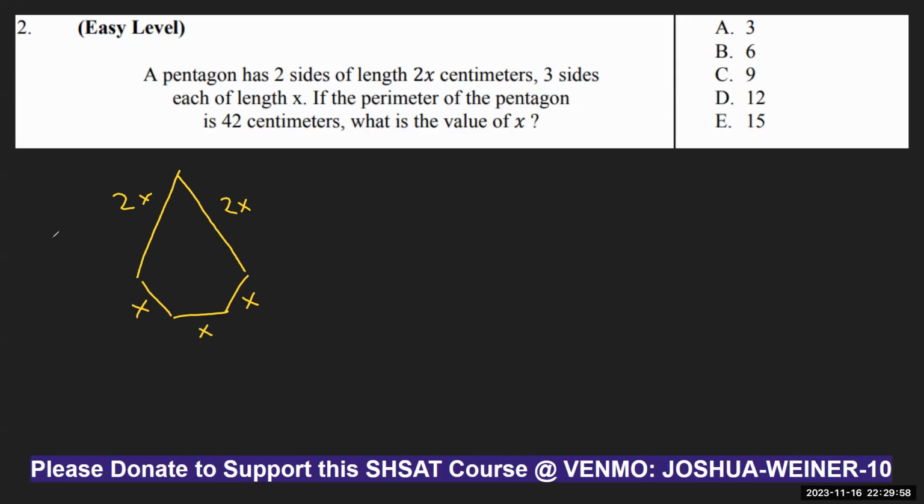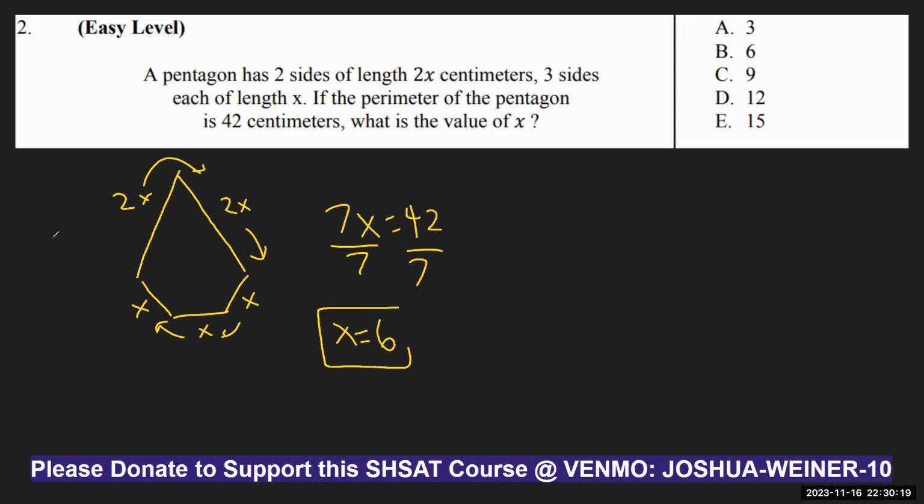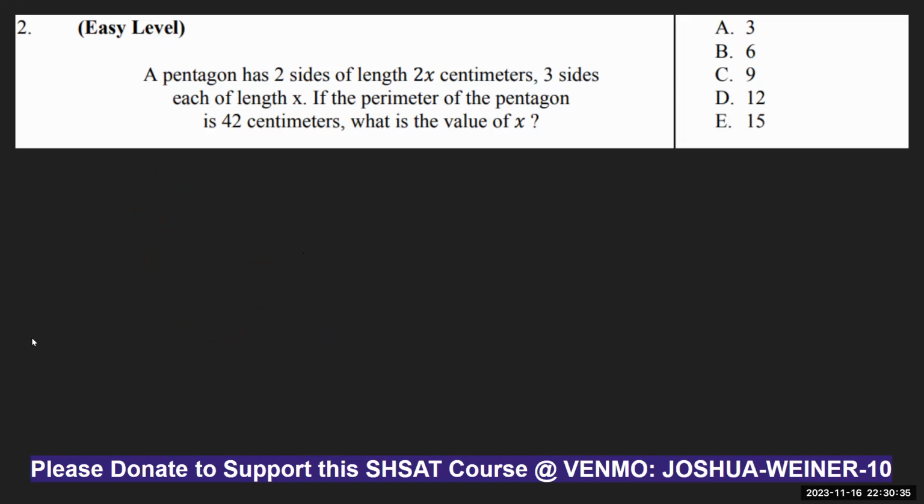Then they're saying the perimeter of this pentagon shape is 42 centimeters. Well, tour around and add up all the sides. 2 plus 2 is 4, 5, 6, 7x. 1, 2, 3, 4, 5, 6, 7x. 7x equals 42. Divide by 7, divide by 7. X equals 6. So that means x is 6 centimeters. The correct answer was B. Bravo if you got B. X was 6. Next question.